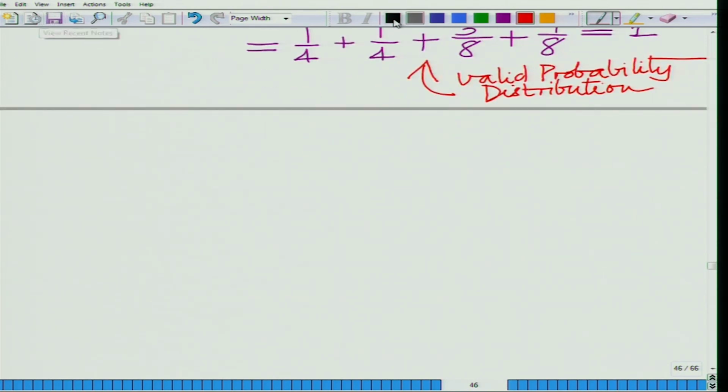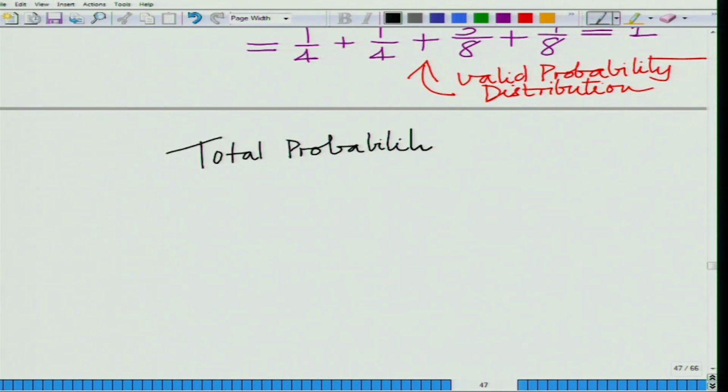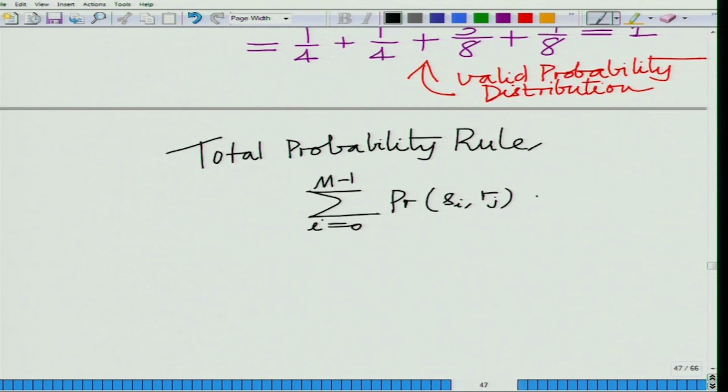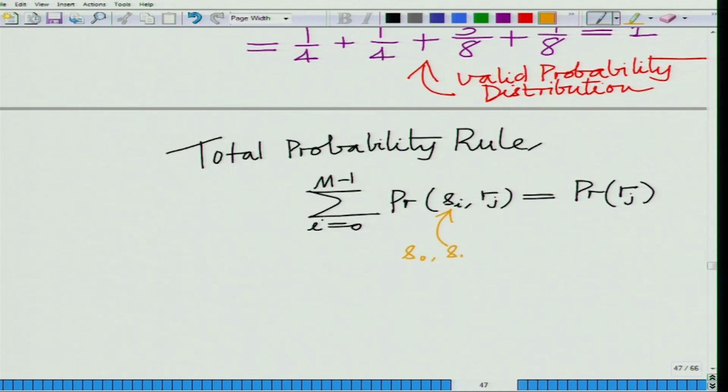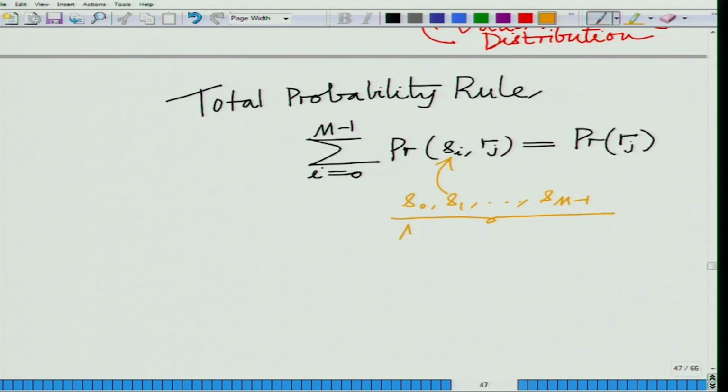Now, another interesting thing, from the total probability rule, we have the summation i equal to 0 to m minus 1 of probability Si comma Rj must be equal to probability of Rj, that is corresponding to the symbol Rj. If you sum over all the Si's, the probabilities corresponding to each Si, you will get the net probability corresponding to Rj. This is from the total probability rule, because remember these Si's, S0, S1, up to Sm minus 1, are mutually exclusive and exhaustive.